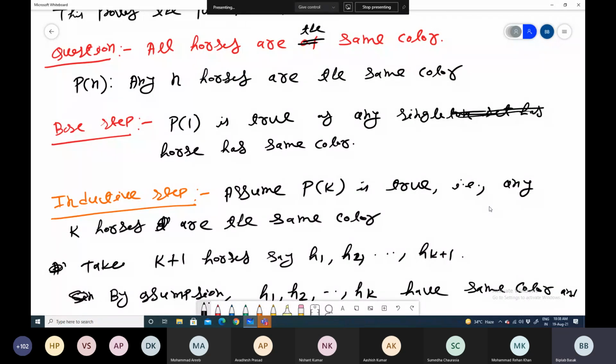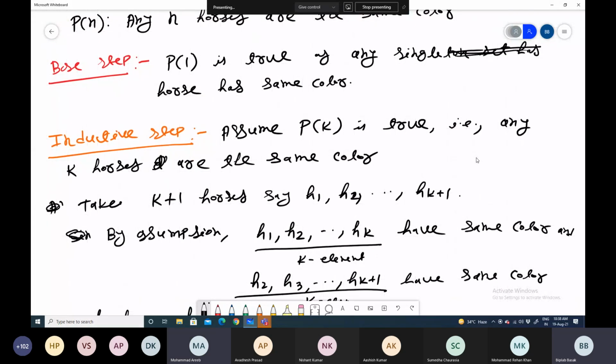See, so that's what we proved: if you take any collection of horses, they have the same color. But there are many brown, right? There are many different colored horses. Then what is wrong in that statement? Now you can give the answer.